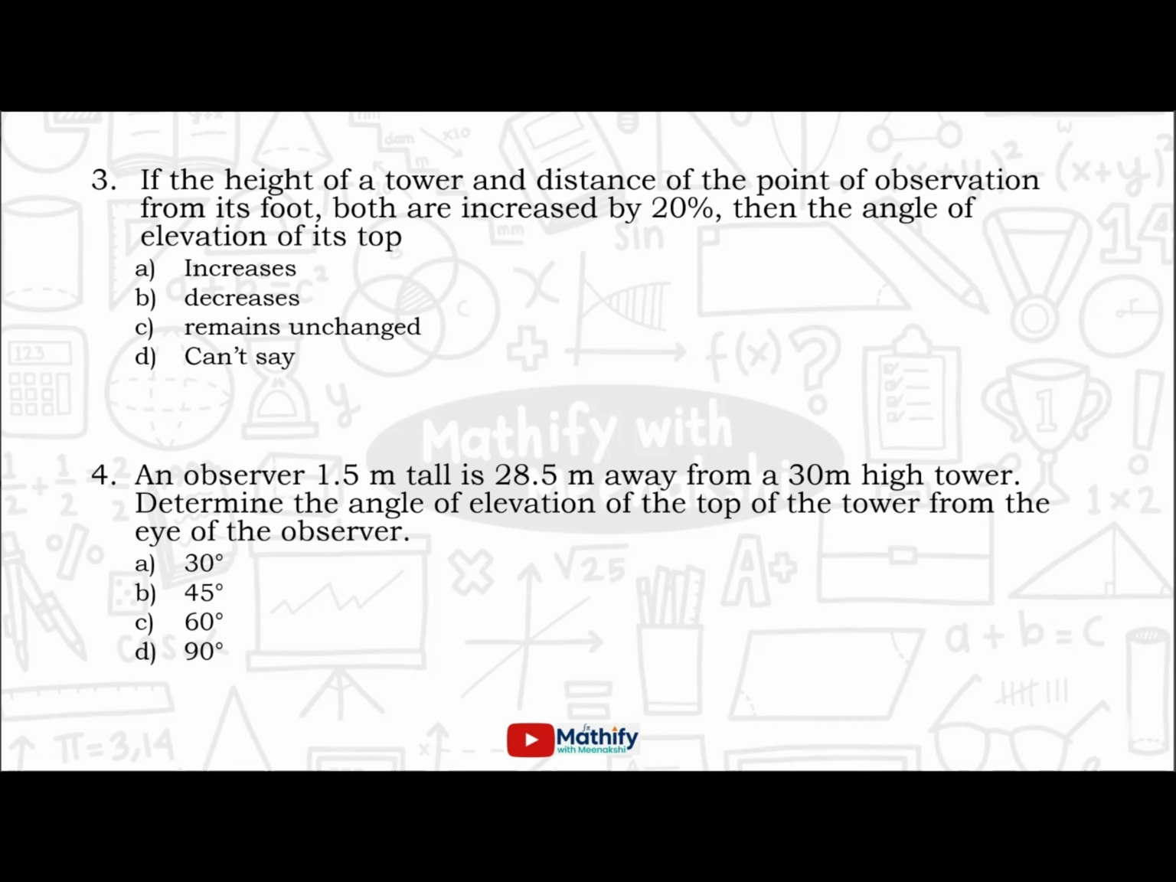Now let's move to question 4. It's given an observer 1.5 meter tall. Let's draw that figure. It's 1.5 meter tall. Now he is 28.5 meter away from a 30 meter high tower. So just draw that 30-meter high tower.